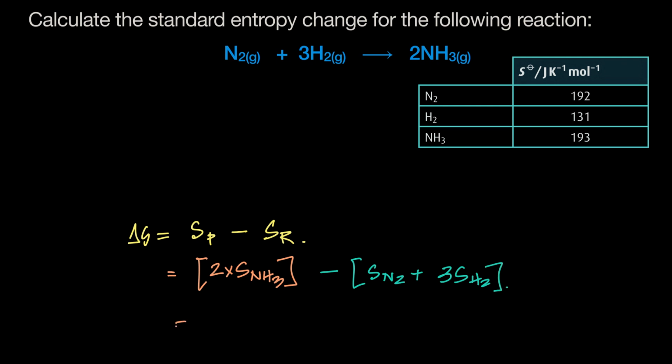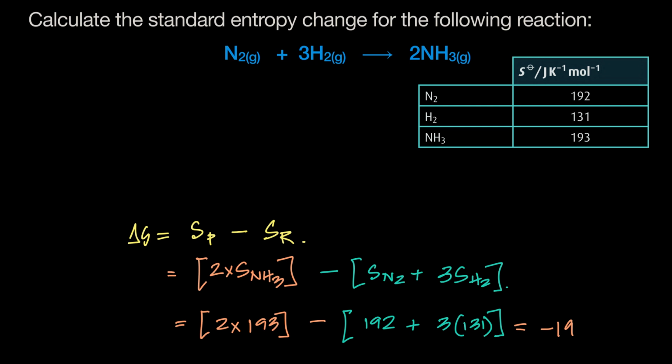So you've got 2 moles of ammonia, which is 2 times 193, minus 1 nitrogen, which is 192, and 3 hydrogens, that's 3 times 131. And this would result in a negative value. It gives you minus 199 joules per Kelvin per mole. One of the things that they'll ask you in the exams is to find the delta S of reactions.